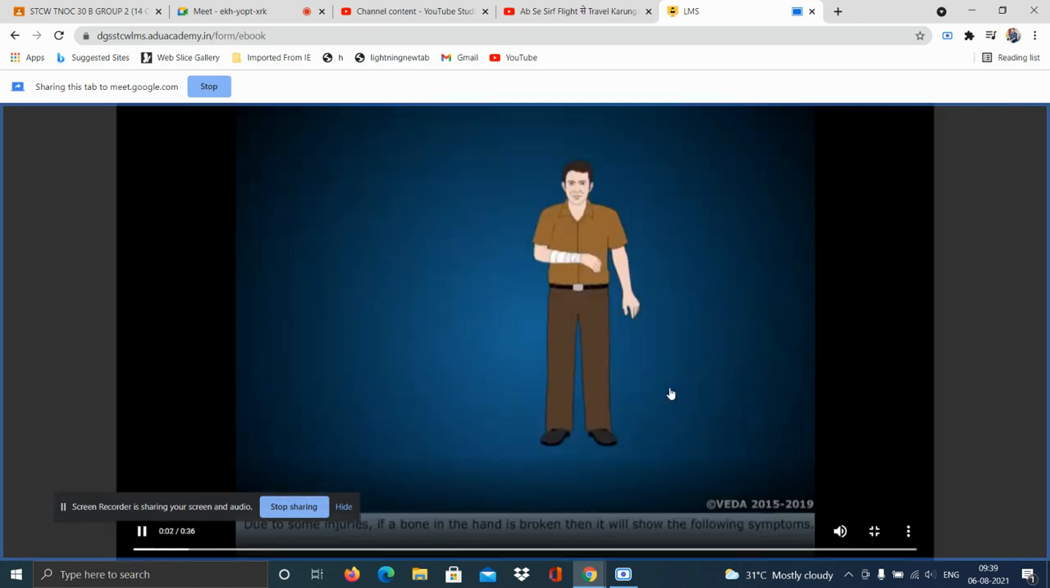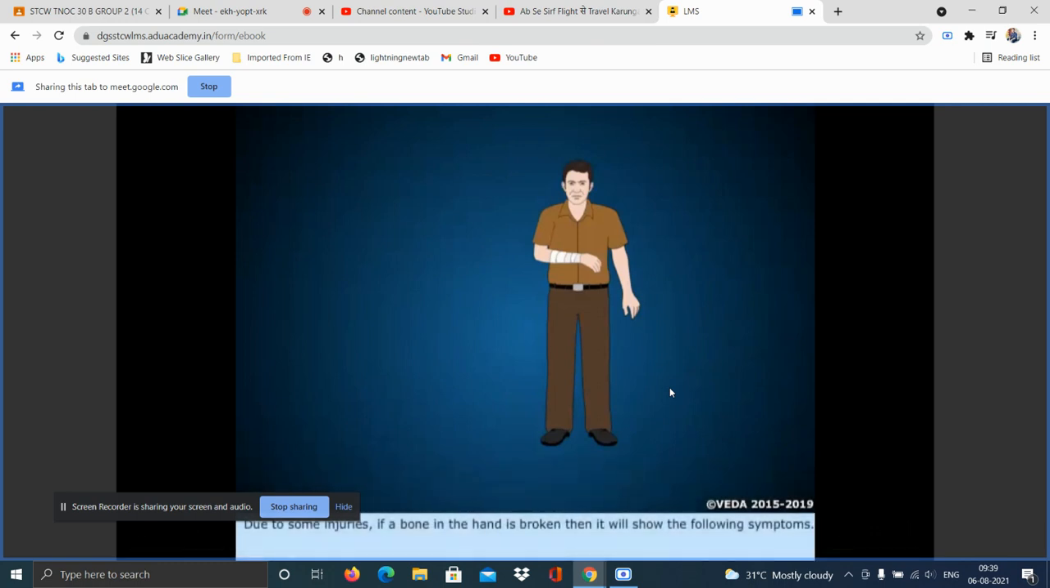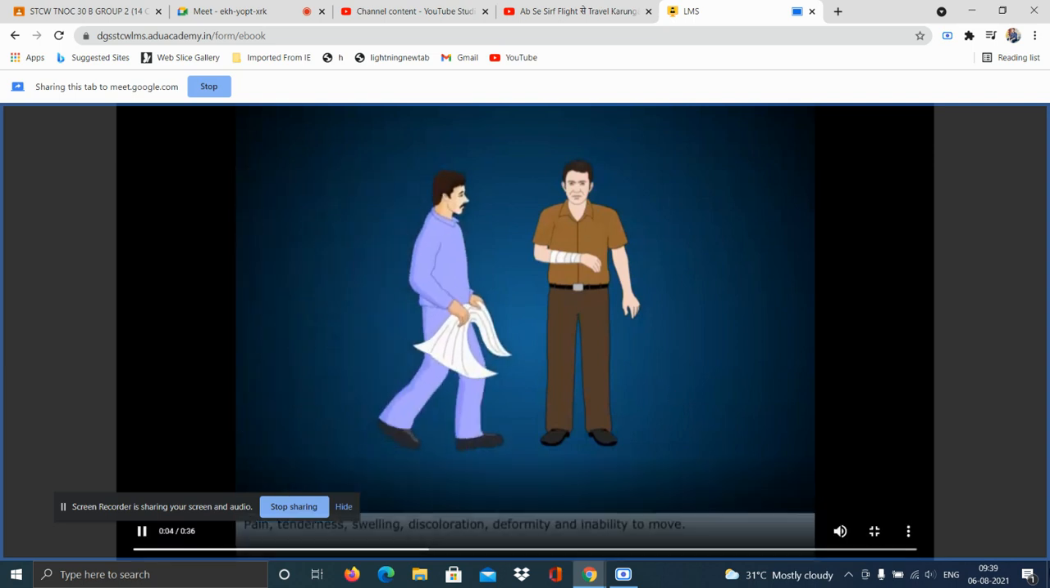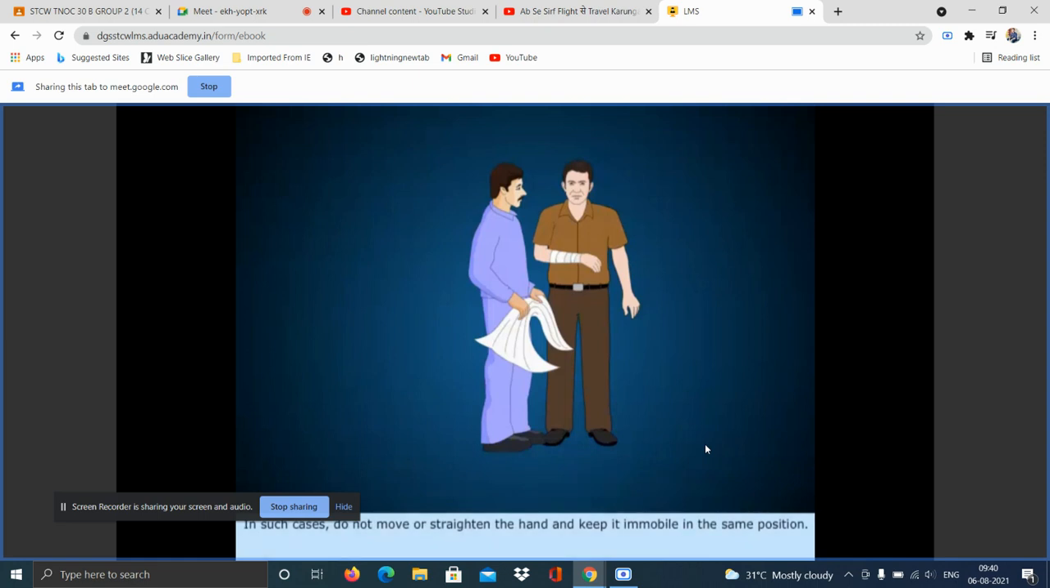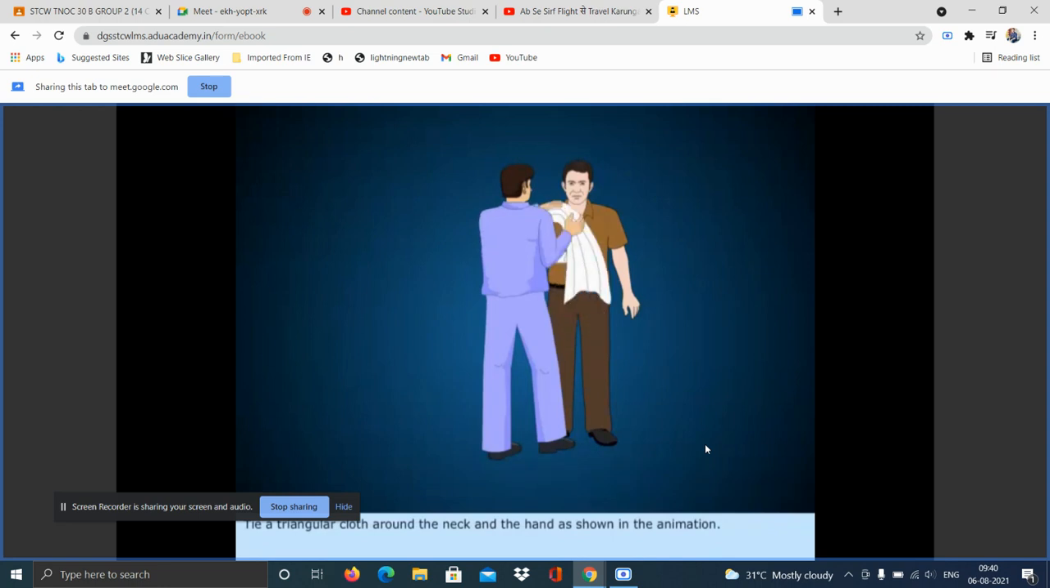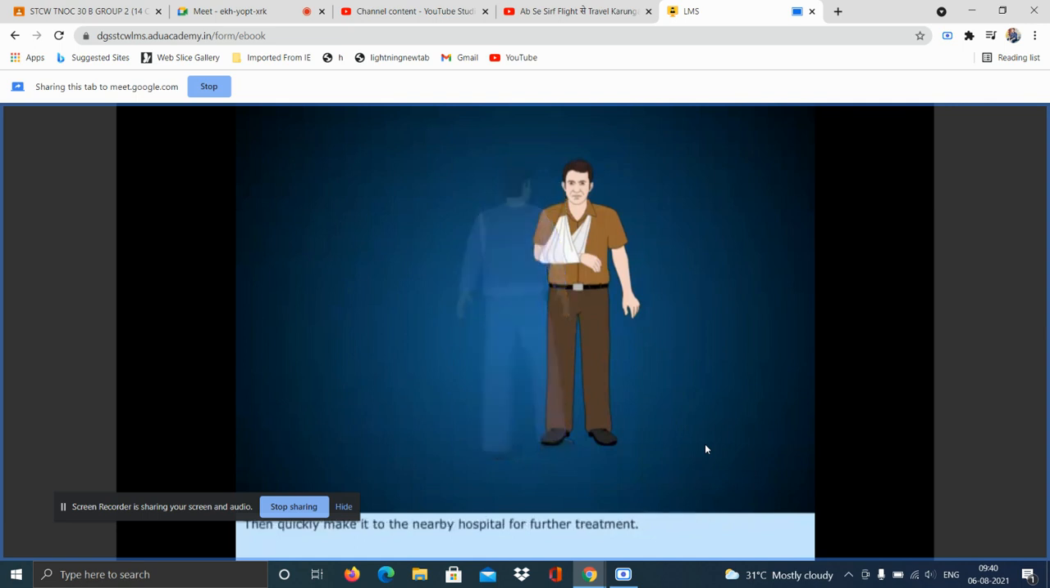Due to some injuries, if a bone in the hand is broken, then it will show the following symptoms: pain, tenderness, swelling, discoloration, deformity, and inability to move. In such cases, do not move or straighten the hand, and keep it immobile in the same position. Tie a triangular cloth around the neck and the hand as shown in the animation. Then make it quickly to the nearby hospital for further treatment.